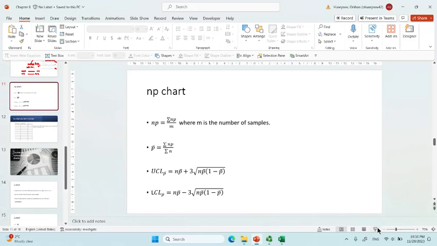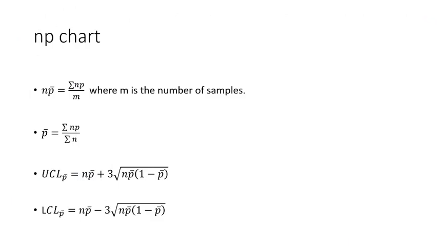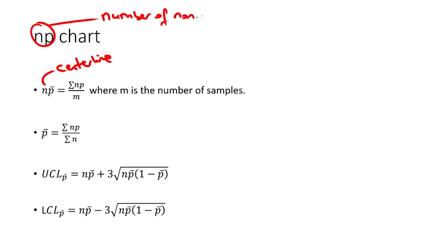Hello everyone. In this recording I will talk about the NP charts. This is the last chart of the group. So the formula is just, we have this one is the center line. If you remember, the NP was the number of non-conforming products.